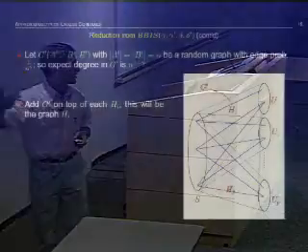This is just a bipartite graph. Again, as I said, it has n vertices on each side, and the probability of every edge is 1/n^γ. So the correct way to look at it is that the expected degree of this random graph is n^(1−γ).